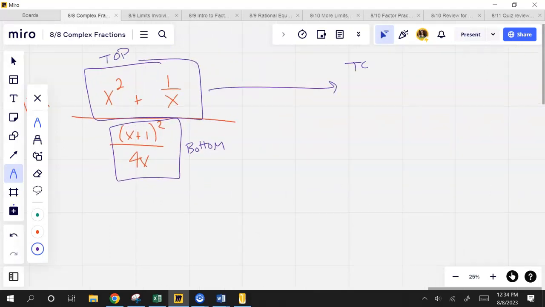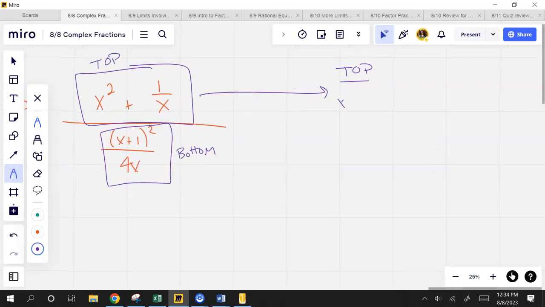If I'm working this on a separate piece of paper, I'll usually do 3 columns: top, bottom, together. Then whenever I get done, I know I'm done. But we'll go top here. So I've got x squared plus 1 over x, and this is exactly what you've been doing already. There's nothing to factor here. So what is your LCD? X. Just x. That's exactly right.